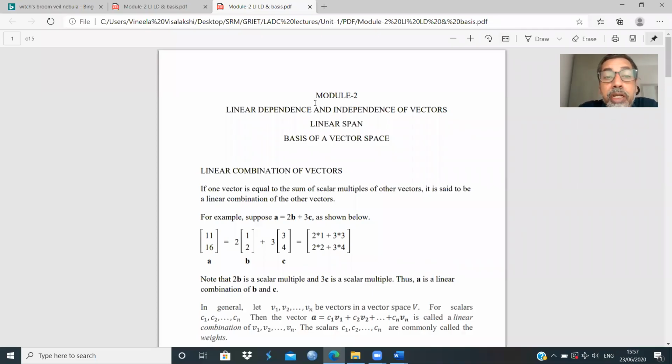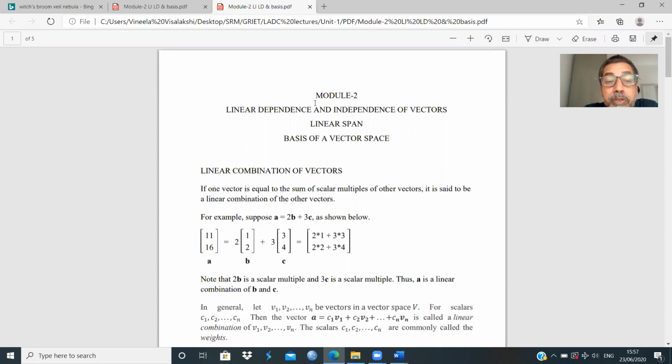Welcome to this lecture on linear dependence and linear independence of vectors. We also discuss linear span and basis of a vector space. Having got the basic idea about a vector space and a subspace, let us define linear combination of vectors.